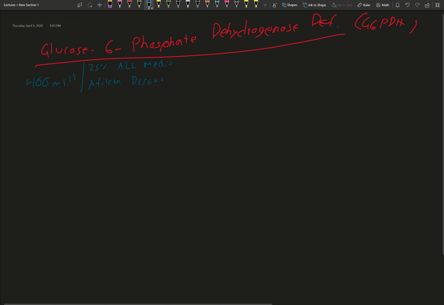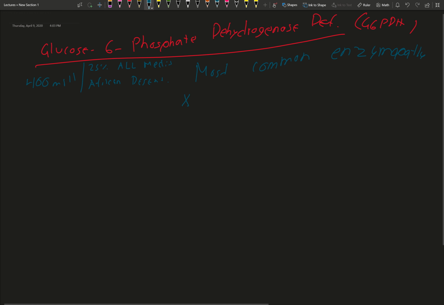With this number being this high, it's the most common enzymopathy in existence. So it is really important. In terms of just the scale, it affects 25% of all peoples of Mediterranean descent.